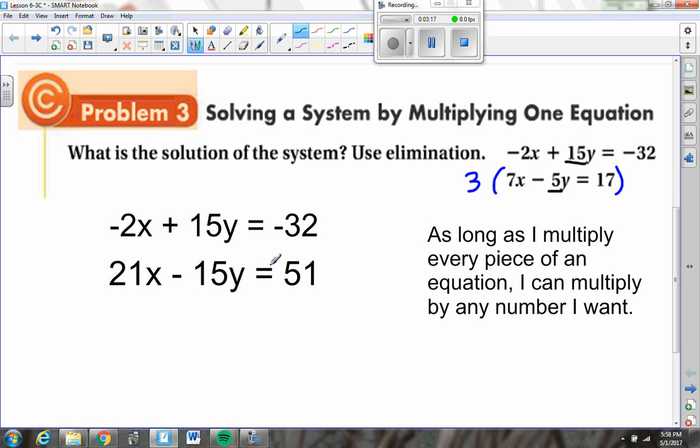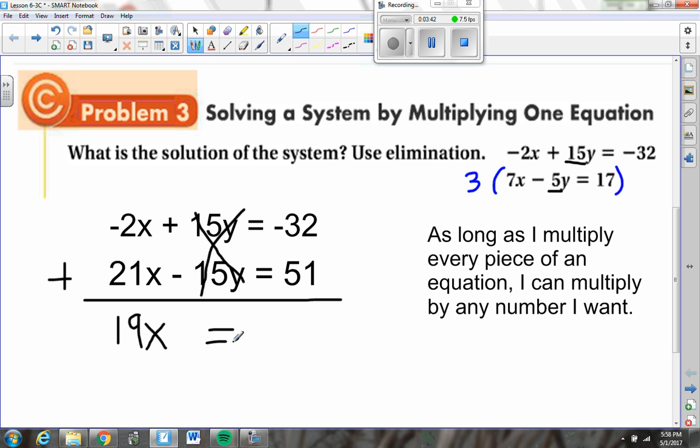It's because now, if I look at my 15s, they're the same number, and I can eliminate my 15s by adding the two equations because the sign is not the same. This sign is different, so I'm going to add the two equations and eliminate. Now, negative 2 plus 21 makes 19x. The 15s are gone, and the other side of my equal sign is negative 32 plus 51. If we use a calculator for that, we get 19.